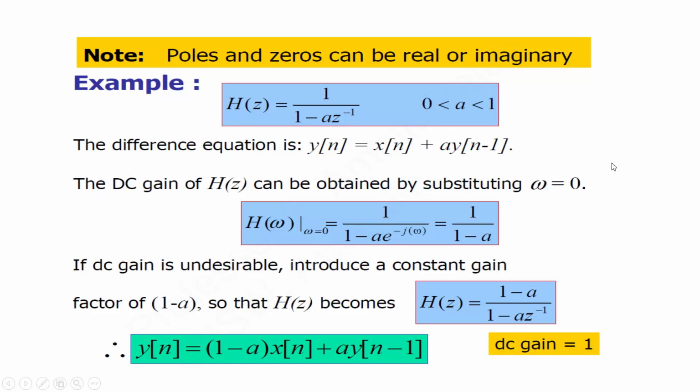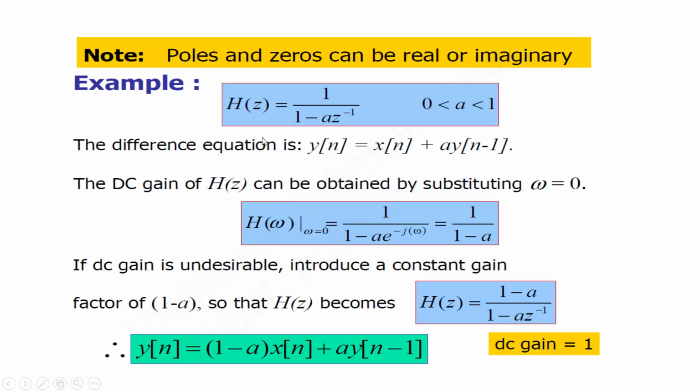Now we must also calculate the DC gain of the system. What is the DC gain of the system? The DC gain of H(z) can be obtained by substituting small omega equal to 0. That means zero frequency. So at zero frequency we can calculate the gain, which we call the DC gain of the system.